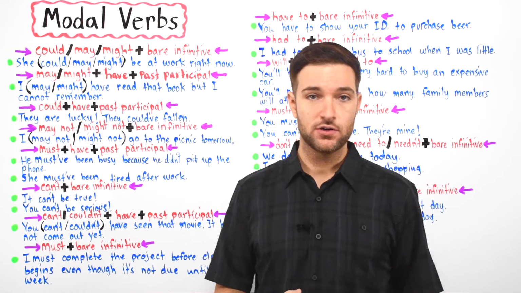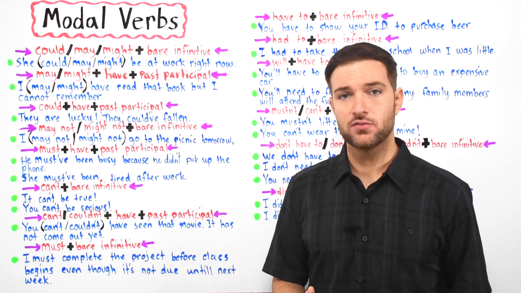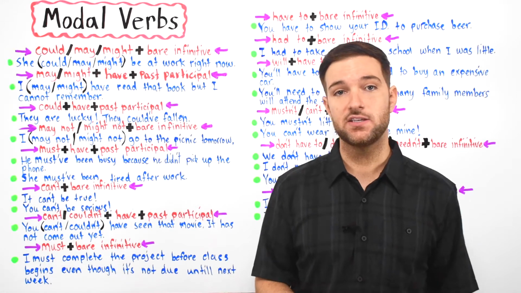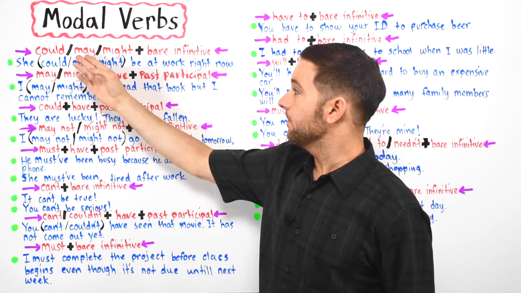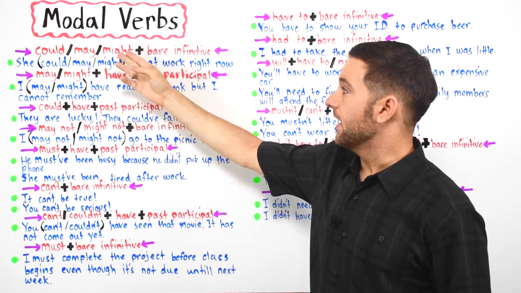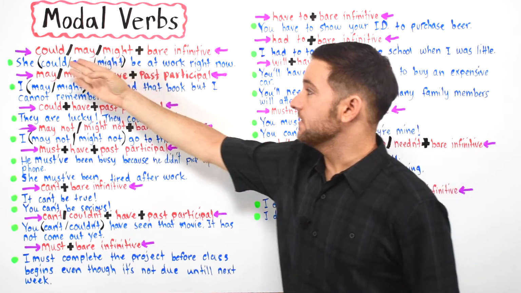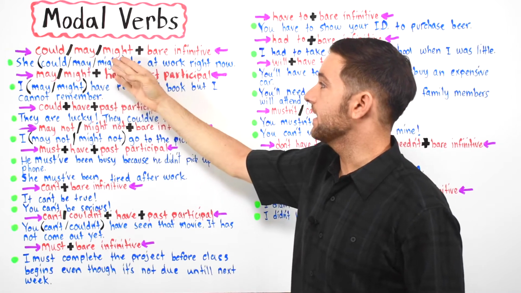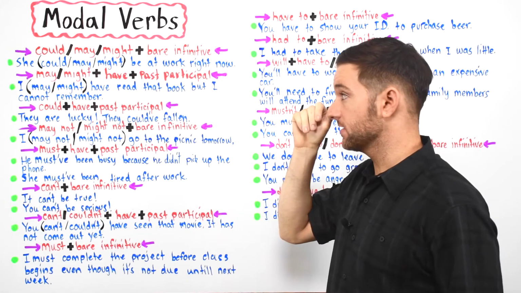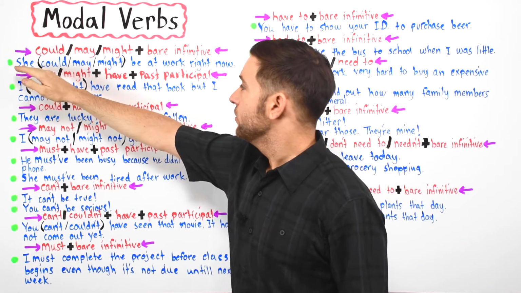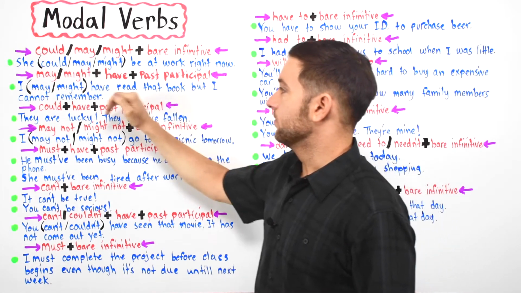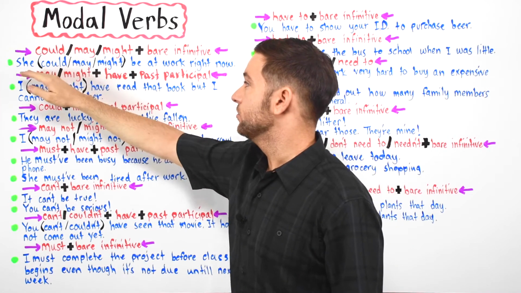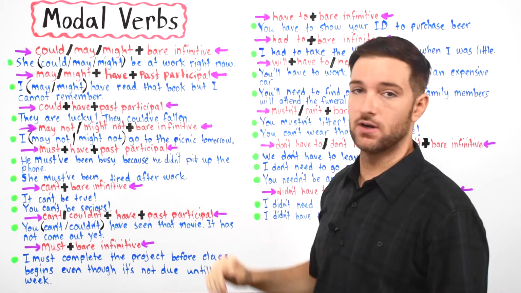So first, we typically use modal verbs to talk about a possibility in the present or in the future by using the verbs could, may, and might. And then after we use these verbs, we add the bare infinitive. Okay, so could, may, might plus the bare infinitive. For example, we can say, she could be at work right now. Or you could say, she may be at work right now. Or you could say, she might be at work right now.